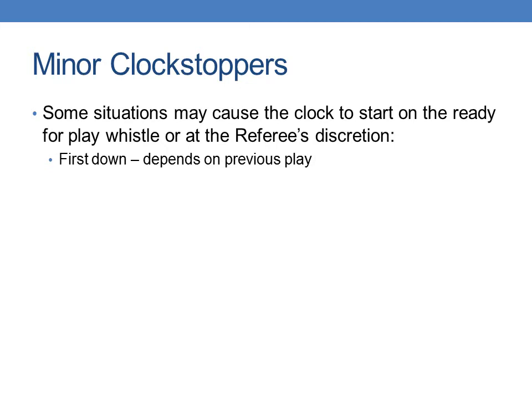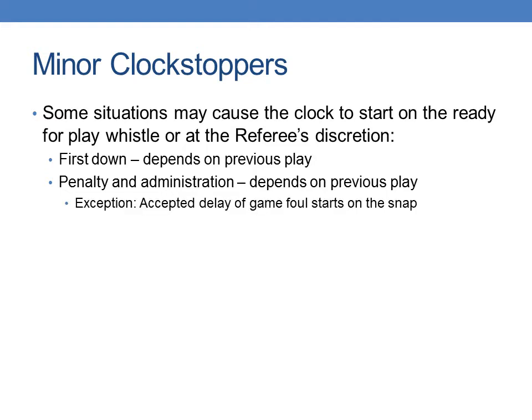If, however, Team A were to gain a first down and carry the ball out of bounds, then we know that out of bounds, play ending out of bounds, is a major clock stopper, and the game clock would not start until the subsequent snap. Note that penalty and its administration is also dependent upon the previous play, with the exception that an accepted delay of game foul will always cause the clock to start on the snap under 2 minutes.